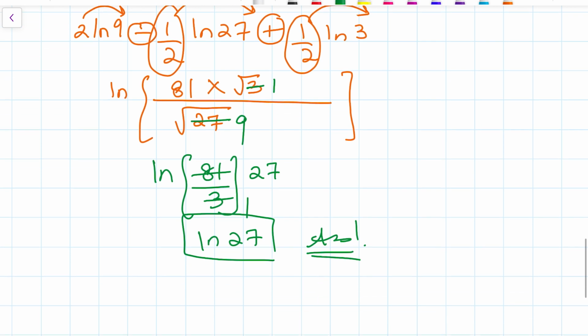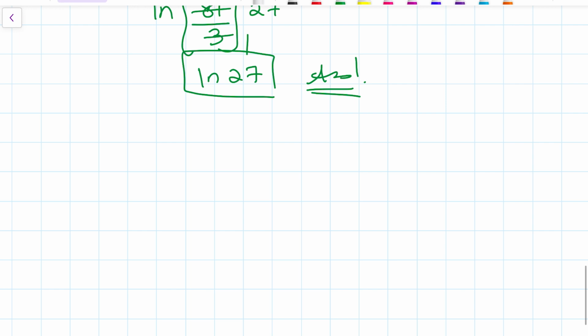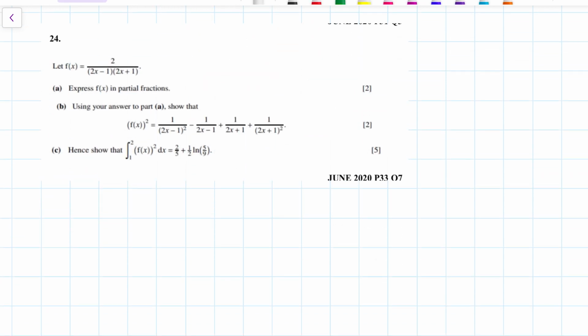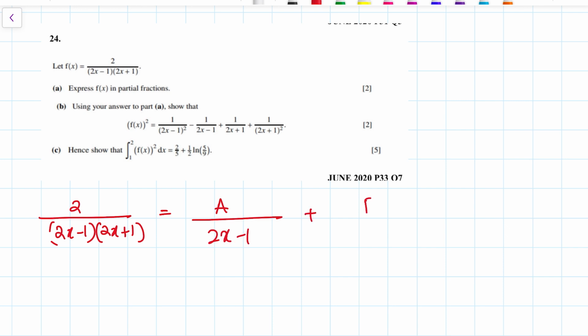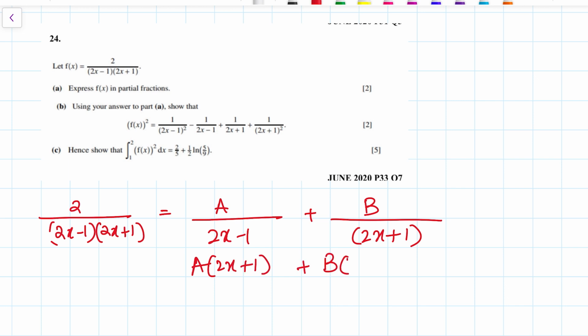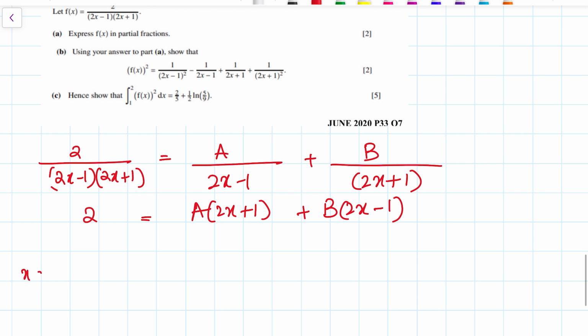Let's do another question to have more grip on this topic. So the first question says express this in partial fractions. Since both are linear factors in the denominator, it will just open up with constants in the numerator. Take the LCM. Now the first value of x is going to be minus half, and the other value of x is going to be half.